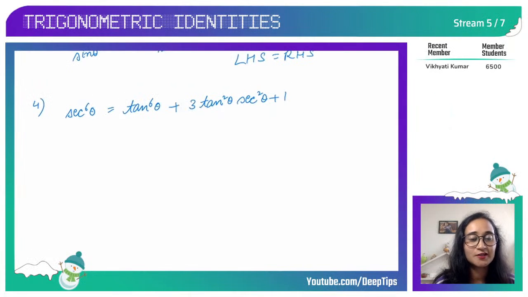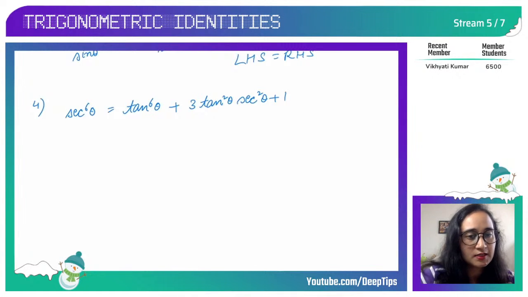Yes, so here is my fourth question, and it has a 6, it's raised to the power 6. This sometimes becomes a problem in the exam when you see such huge powers and you really get confused. So here secant theta raised to the power 6, and tan theta also raised to the power 6, plus 3 tan square theta secant square theta plus 1. So this is something you need to solve.